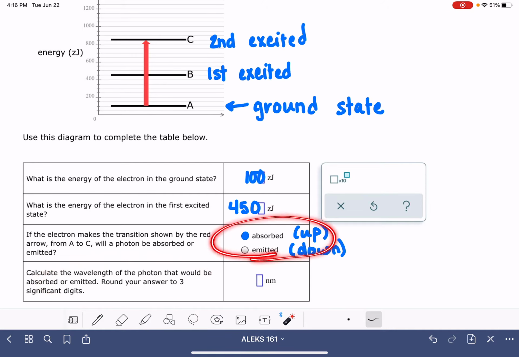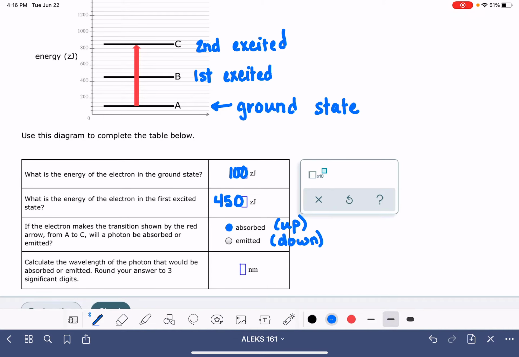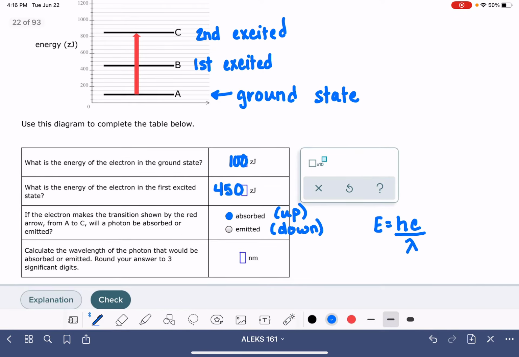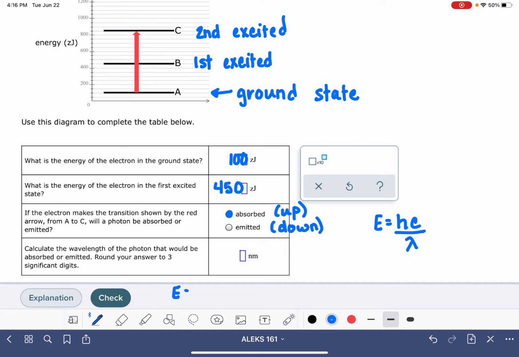It doesn't matter what your answer is to the previous question, your calculation is going to be exactly the same. To calculate the wavelength of the photon, we're going to use our equation E equals hc over lambda. Now I do want to say here that it could be asking you to calculate the frequency of the photon instead of the wavelength. If that were the case, you would use the equation E equals h nu.